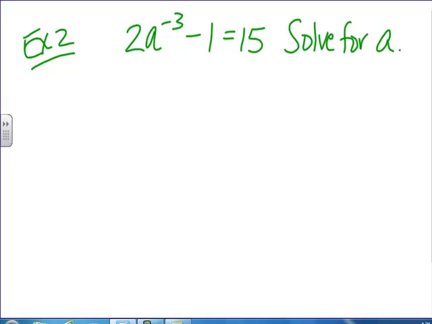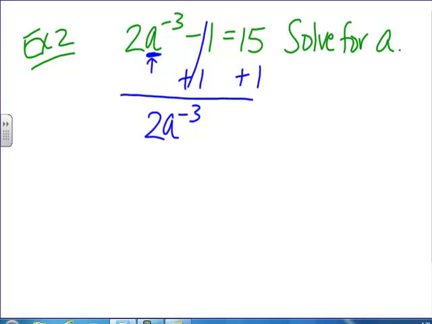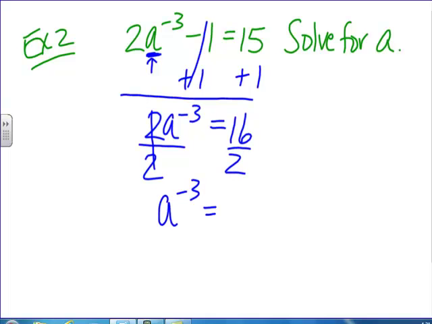Okay, similar to a lot of the problems that we have done in this class, whenever we're solving for something, so in this case I need to get this a by itself, usually what we need to do before we do any of the fancy maneuvering that we're learning here is get it alone. So I'm going to do that first. First thing I'm going to do is get this 1 out of here. So now I have 2a to the negative 3 equals 15 plus 1, which is 16. And next I'm going to get this 2 out of here. So I have a to the negative 3 is equal to 8.